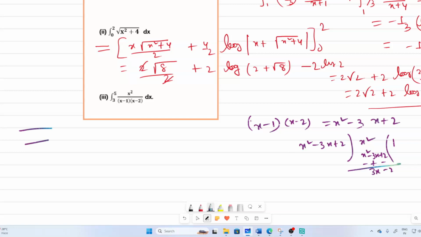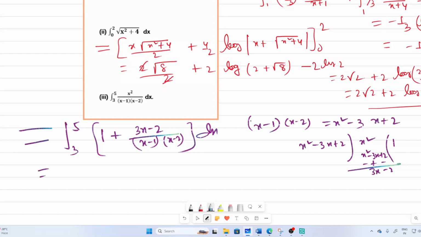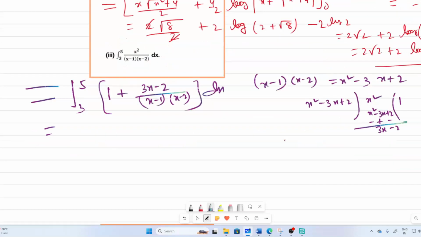So this integrand can be written as integral from 3 to 5 of 1 plus (3x minus 2) by (x minus 1)(x minus 2) dx. Alright. Now you split this one as the sum of two integrands. So this one will be x, the first part, limit 3 to 5, and this one 3 to 5, (3x minus 2) by (x minus 1)(x minus 2) dx.